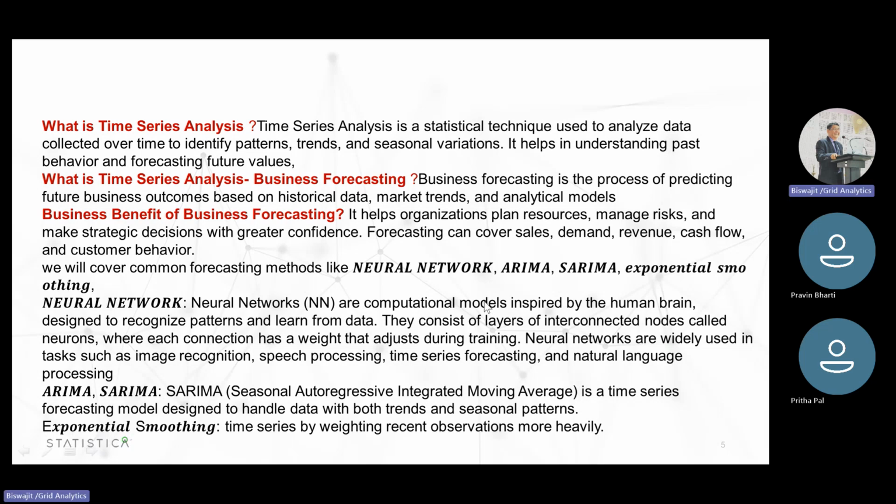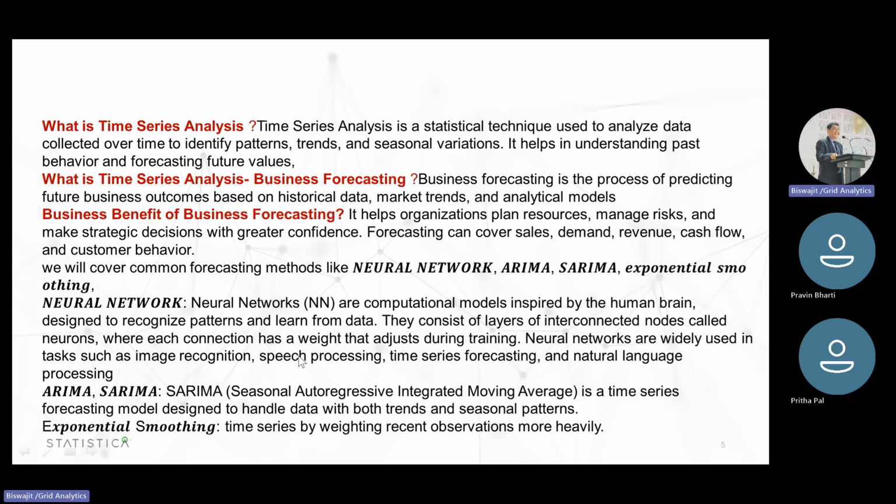You can say that the architecture of the neural network mimics the human brain, designed to recognize patterns and learn from data. They consist of layers of interconnected nodes called neurons, where each connection has a weight that adjusts during training. Neural networks are widely used in tasks such as image recognition, speech processing, time series forecasting, and natural language processing.